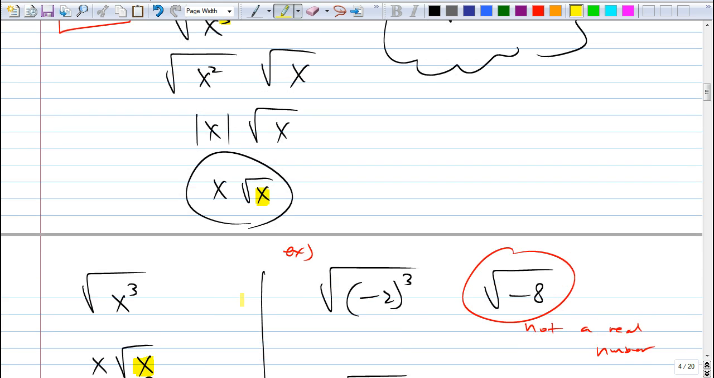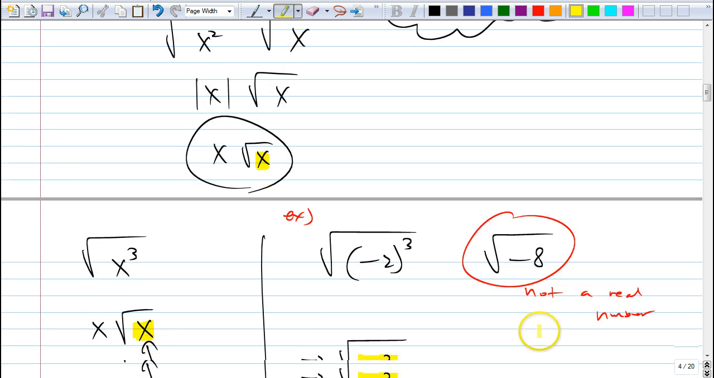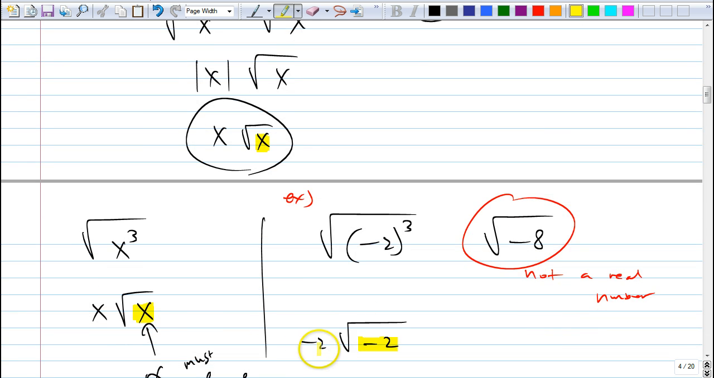Think about this. What is the square root of negative 2 cubed? Isn't that the square root of negative 8? What's negative 2 times negative 2 times negative 2? Negative 8. Can you have such a number on a number line? Can you have the square root of a negative number? In other words, which two same numbers can you multiply and make it negative? Is it possible? No. Therefore, this is not a real number. So you cannot have this. It's not on a number line. It's not a real number.